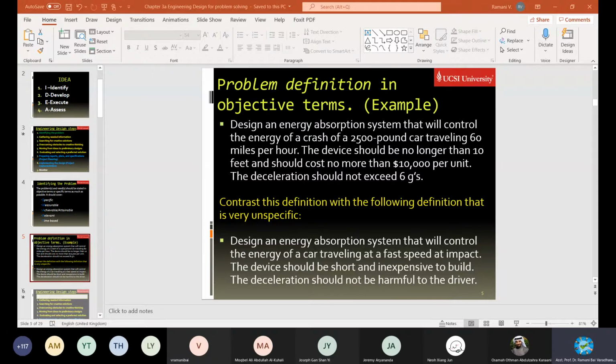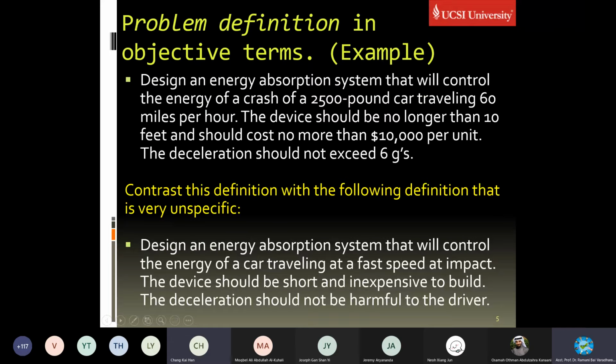Yes, Miss, please read the first paragraph loudly. Design an energy absorption system that will control the energy of a crash of a 2,500-pound car traveling 60 miles per hour. The device should be no longer than 10 feet and should cost not more than 10,000 per unit. The deceleration should not exceed 6 g. Okay, thank you so much.